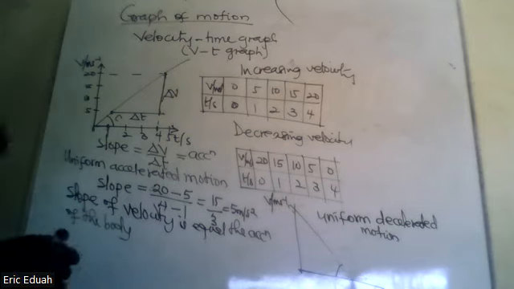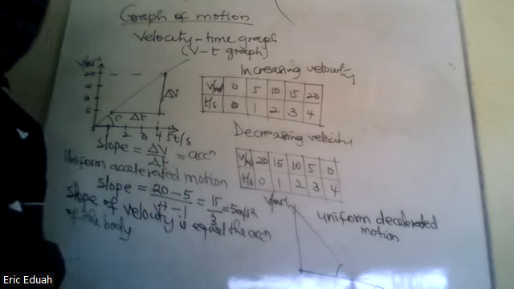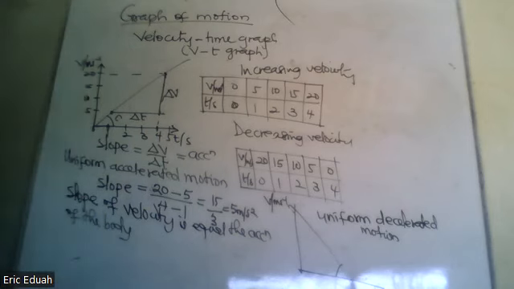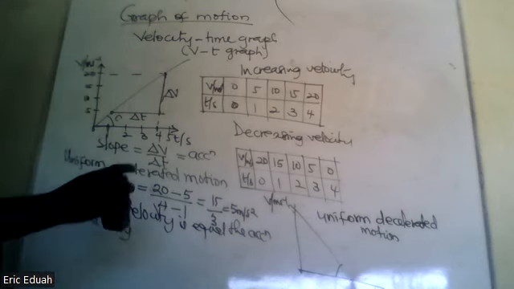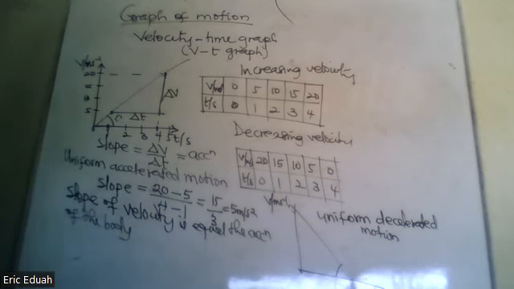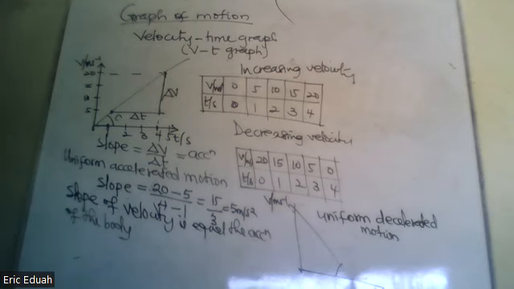Then if you have this, if the velocity increases or decreases, but not within equal intervals, we talk about non-uniform accelerated motion. Non-uniform accelerated motion.